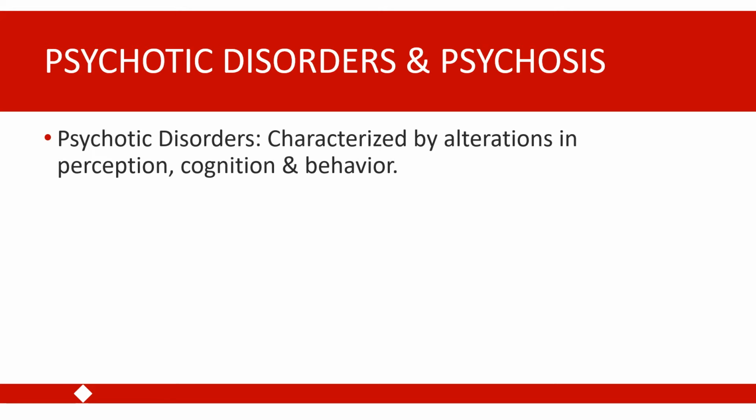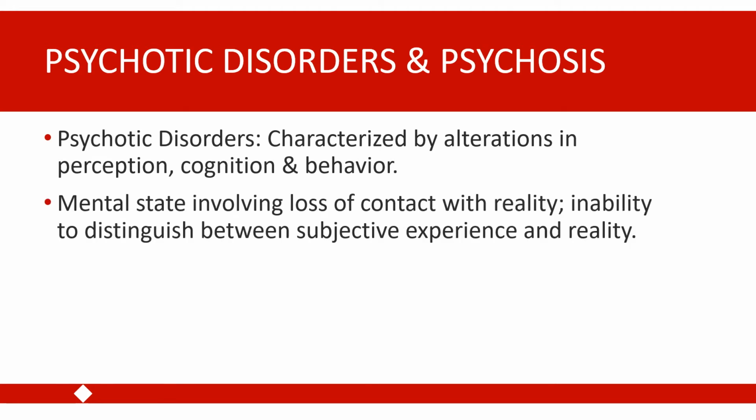And these changes are characterized by a state called psychosis, which is a mental state involving a loss of contact with reality. Another way of thinking about psychosis is that an individual is unable to distinguish between their internal subjective experiences and the objective external reality that exists in the real world. So in psychotic disorders, we see major shifts in perception, thought, and actions that indicate that an individual is experiencing a discrepancy between what they are internally and subjectively experiencing and external reality.